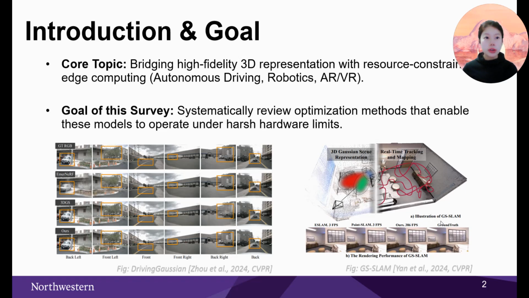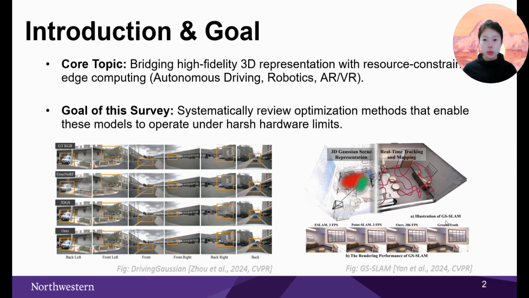At this point, a natural question might be, why not simply offload everything to the cloud? In theory, that sounds convenient, but in practice, it causes several serious problems. First, cloud processing introduces unpredictable network latency, which can be dangerous in safety-critical systems like autonomous driving. Second, transmitting large volumes of visual data requires massive wireless bandwidth. And third, sending raw sensor data to the cloud also raises significant privacy concerns.